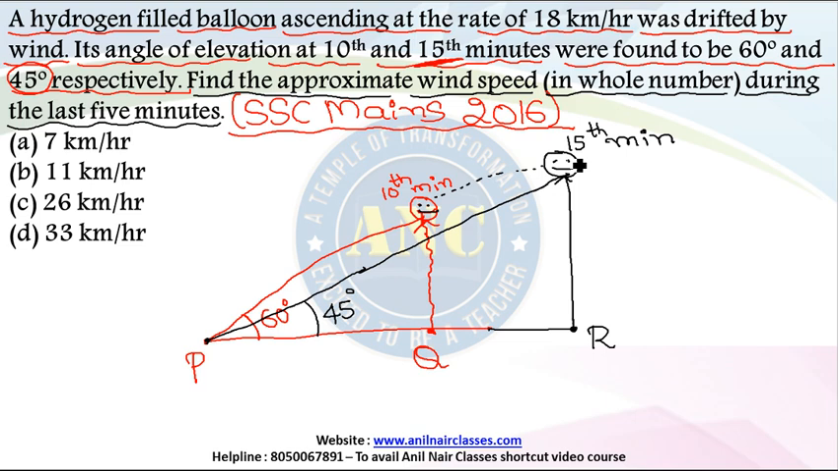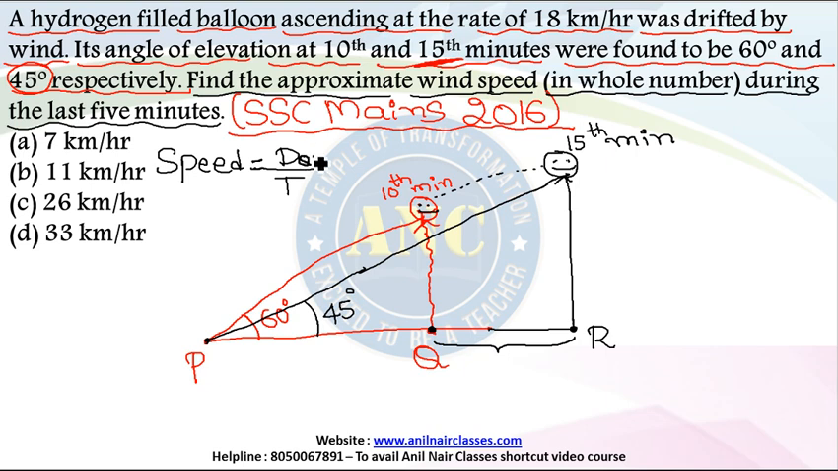And what will be the speed of the balloon from the 10th minute to the 15th minute? That means in the last 5 minutes, what is the speed of the balloon? Now we all know speed is nothing but distance by time. That means distance: at the 10th minute, if I take the horizontal distance or vertical distance, it was at point Q. At 15 minutes, it is at point R. That means the distance traveled is the distance from Q to R.